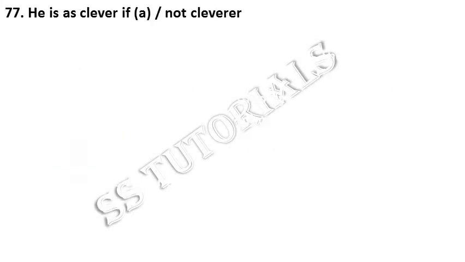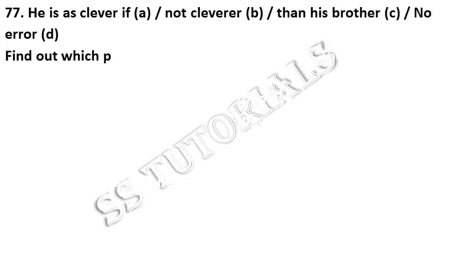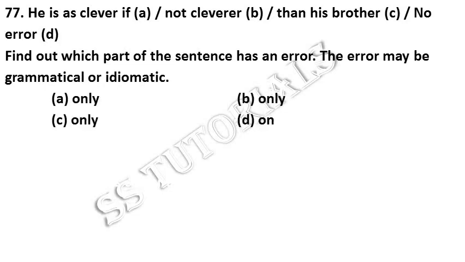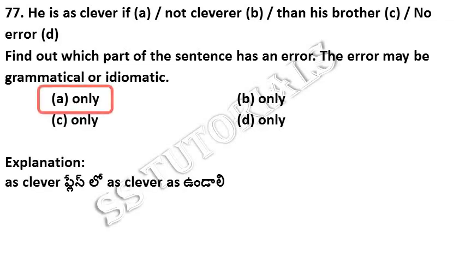He is as clever, if not cleverer, than his brother. No error. Find out which part of the sentence has an error. Answer: A.